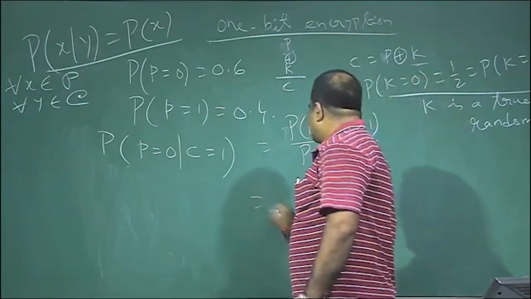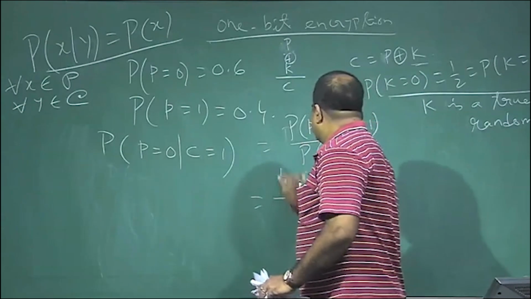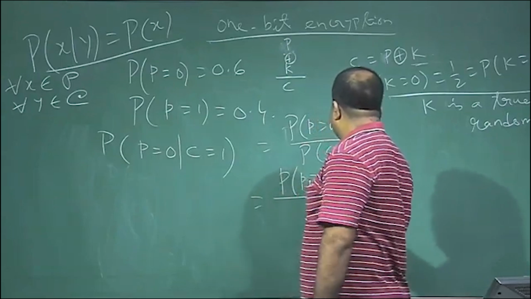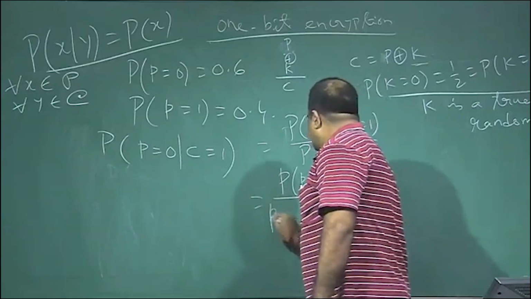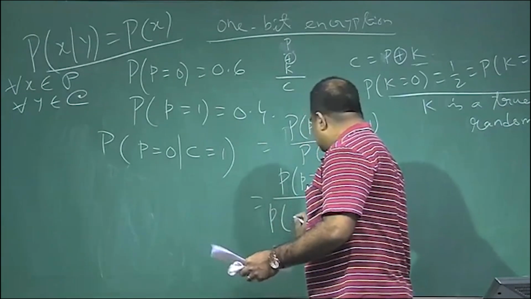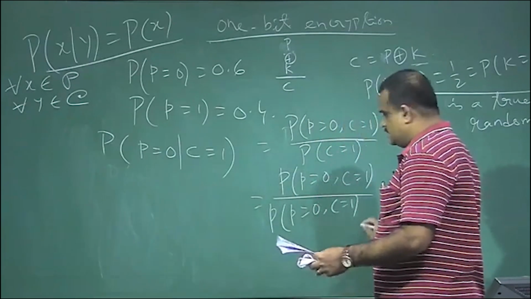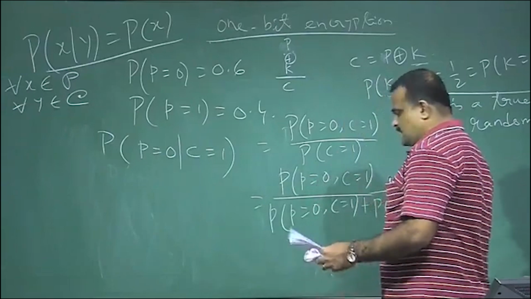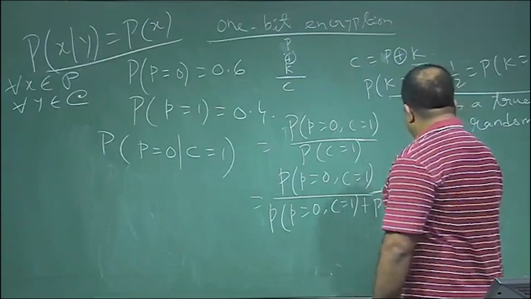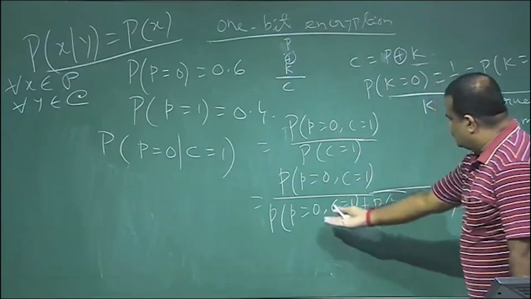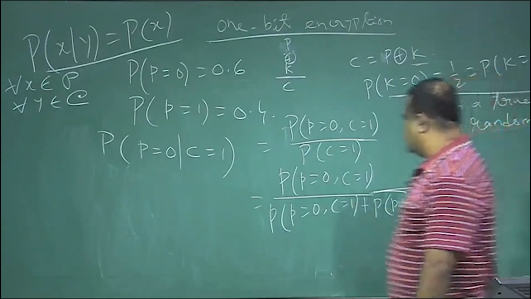Okay. So, this can be written, by Bayes theorem, I mean total probability rule. The probability that P is equal to 0 comma C is equal to 1, and the probability that P is equal to 0 comma C is equal to 1 plus the probability that P is equal to 1 comma C is equal to 1, because P can be 0 or 1. So, this is the total space. So, this way we can write.